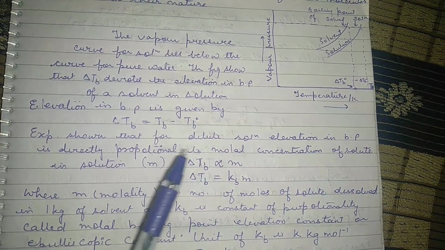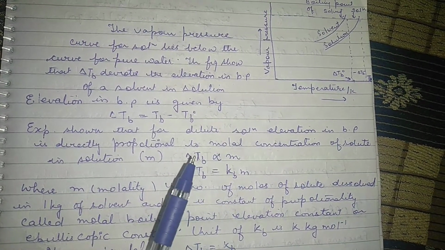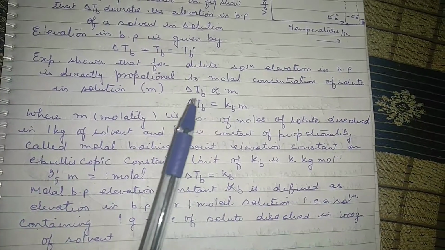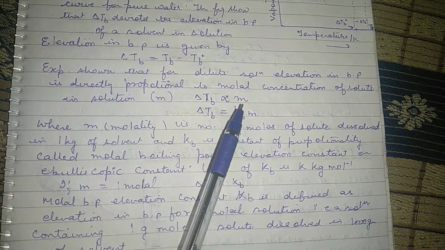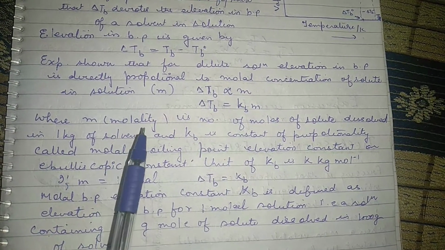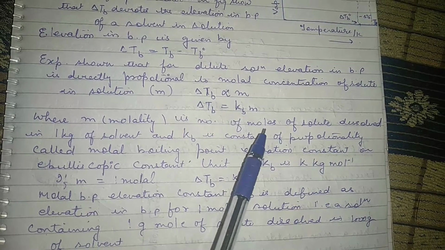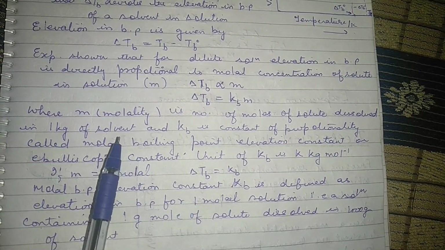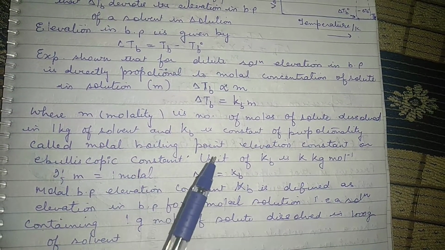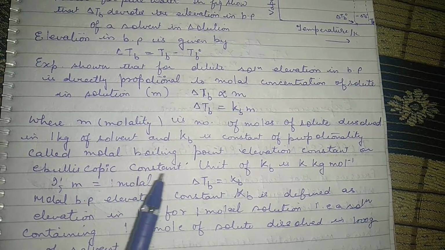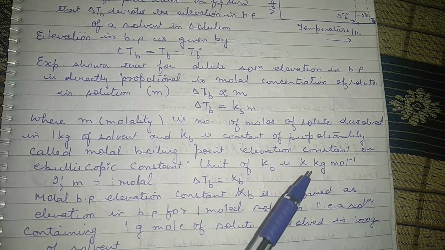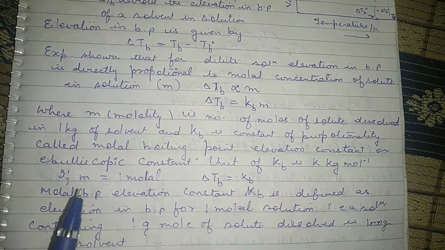Experimentally shown that for a dilute solution, elevation in the boiling point is directly proportional to the molar concentration of the solute in a solution. So delta TB is directly proportional to the molality. Here we have written Kb, where Kb is a constant, m is the molality, and as we know, molality is the number of moles of a solute dissolved in 1 kg of a solvent, and Kb is the constant of proportionality, called the molal boiling point elevation constant or ebullioscopic constant, and the unit of Kb is Kelvin kg per mole if m is equal to 1 molal.